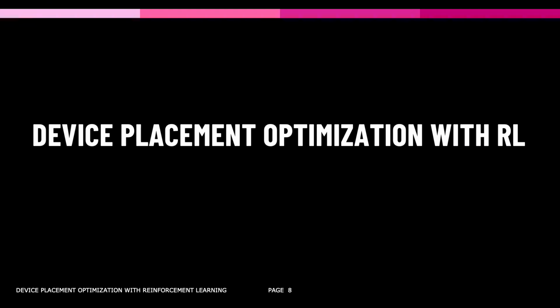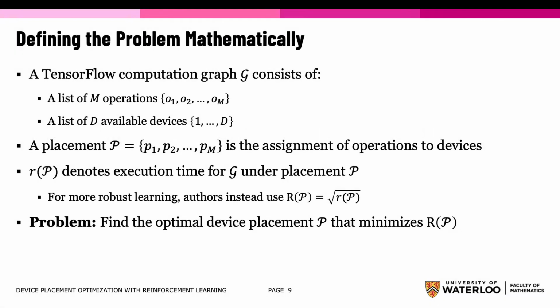Okay, let's dive into the details of the proposed model. First, let's define this problem mathematically. In this paper, the authors are from Google Research, so we will be using TensorFlow to model our problem. Now, a TensorFlow computation graph, G, consists of two things: a list of M operations and a list of D available devices. So now, a placement P is the assignment of operations to devices, such that the placement has M elements, one for each operation, and each element is one of the available devices.